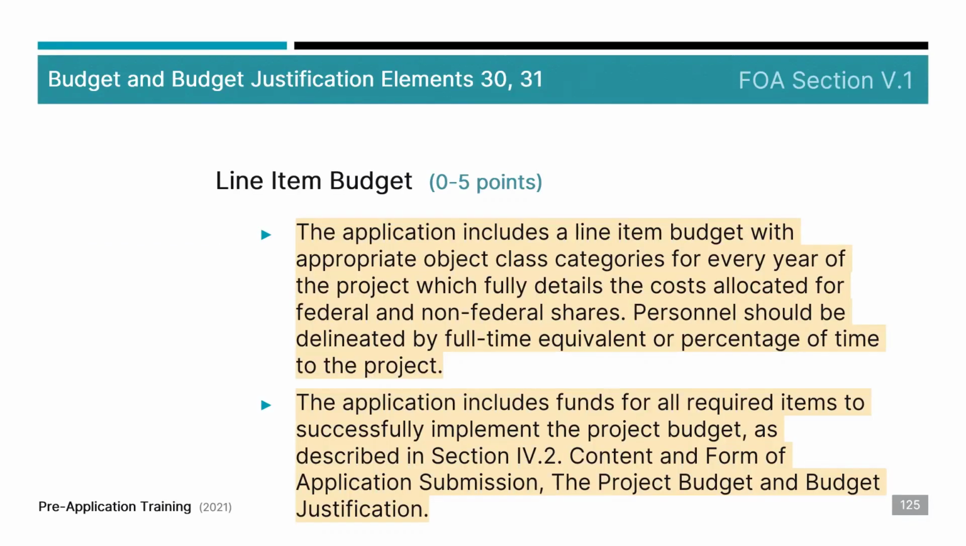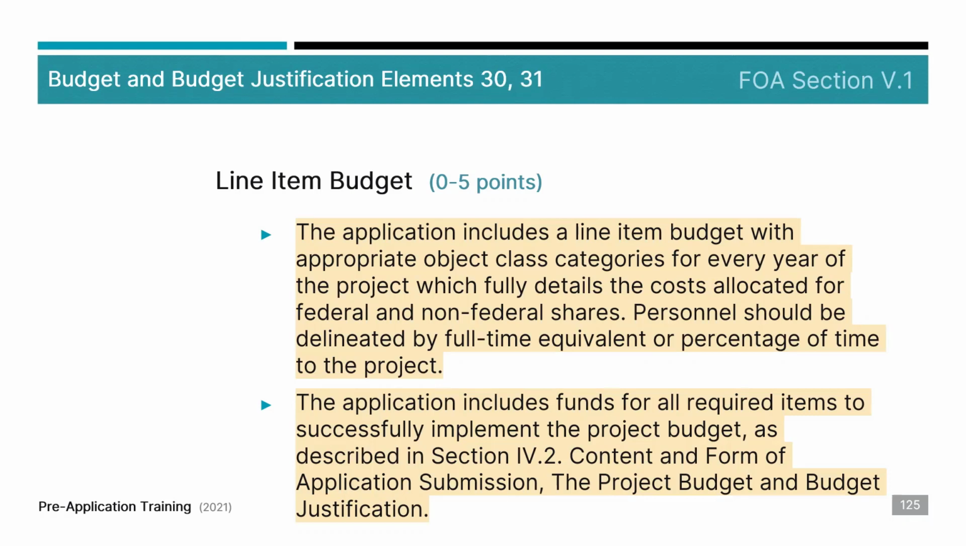The line item budget has a maximum of 5 points. It has 2 elements. The first one is that the application includes a line item budget with appropriate object class categories for every year of the project. So you're going to have to include a budget for each year of your project, a line item budget.